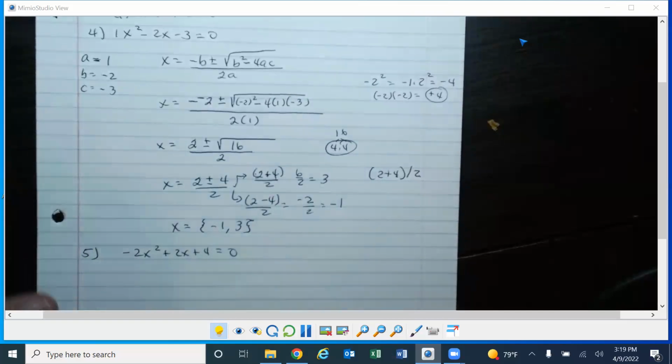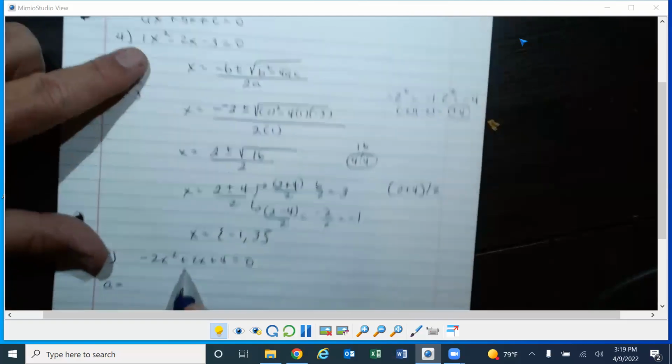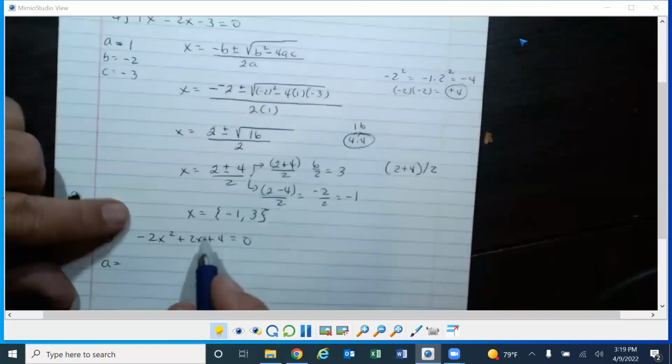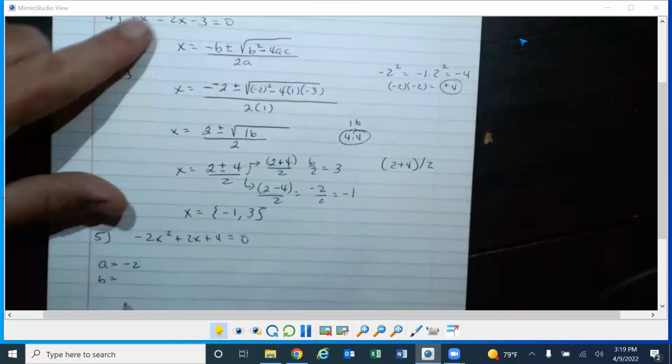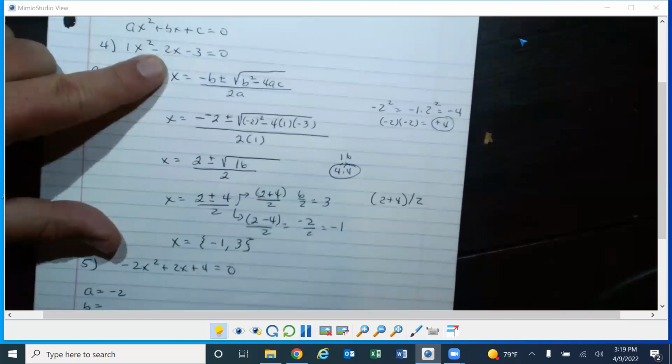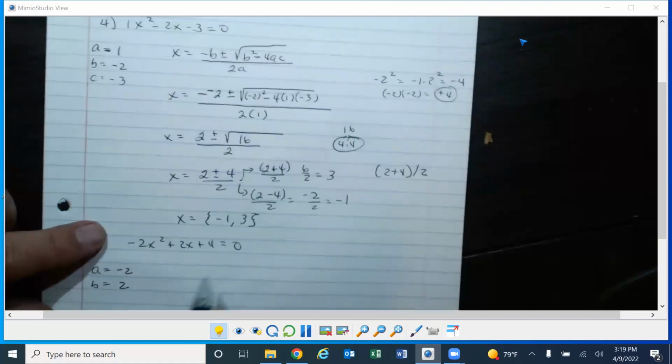All right, so here we go. Same thing. I got to check to see if it's in standard form. It looks good to me. It equals 0. So my a value, remember, is the number in front of the x squared. So what number's in front of the x squared? -2. What number's in front of the x? You see up here, the number in front of the x is 2. And the number that's by itself is 4.